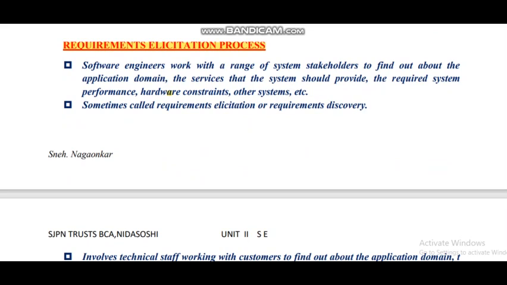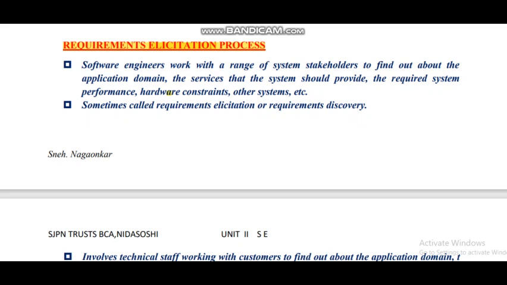Let us see now what is an elicitation process. Elicitation is all about discovering of information, or you can also take it as a collection of requirements. Software engineers work with a range of system stakeholders to find out about the application domain. It means our software developers work with different types of users, different types of stakeholders, to collect the different kinds of information that is associated with the software development.